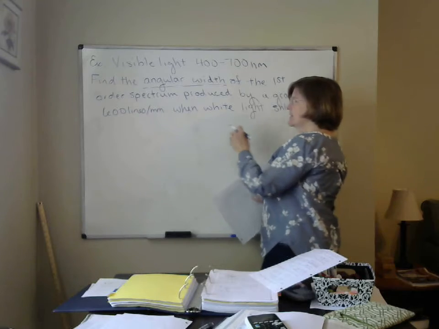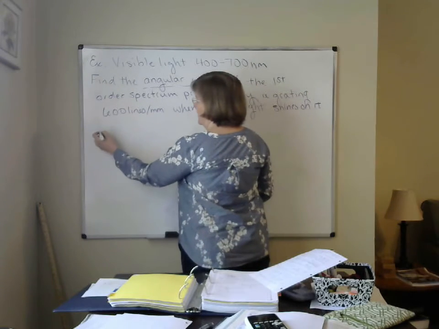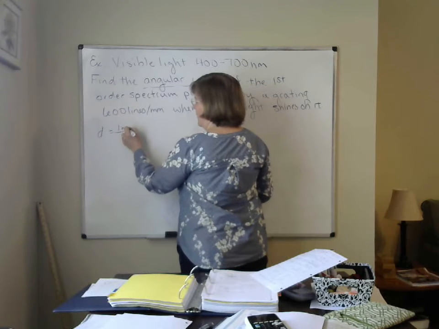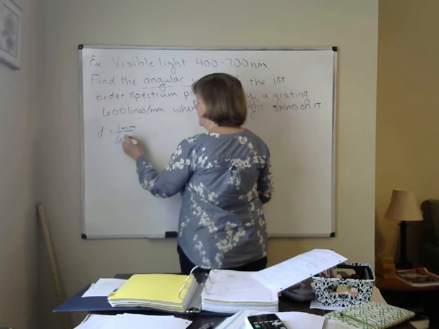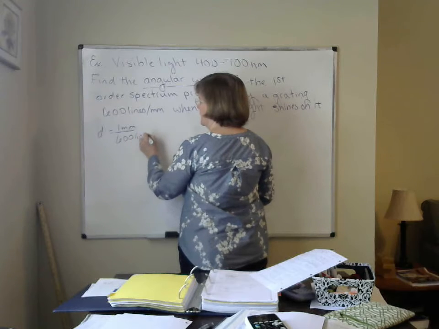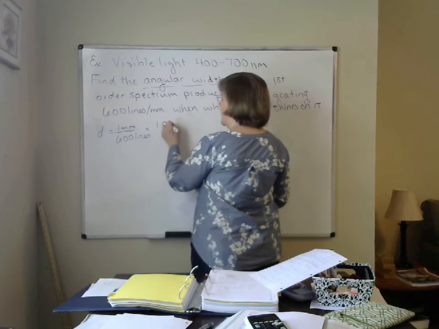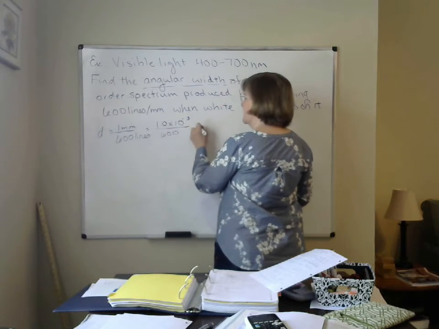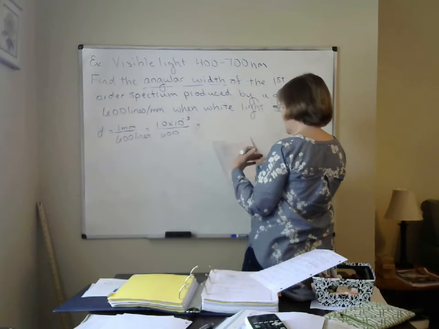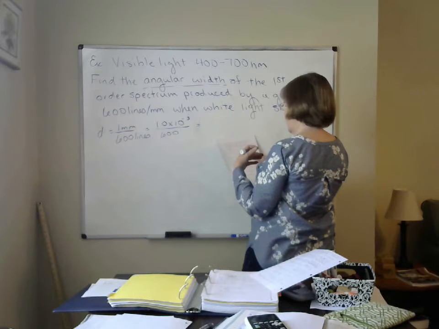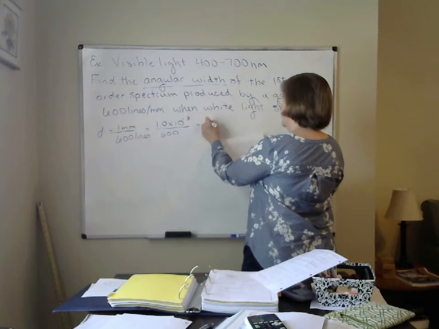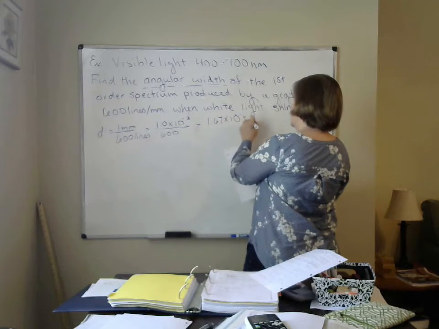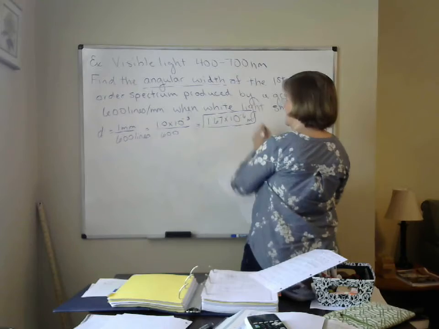We need d. So d is going to be 1 millimeter for every 600 lines, or 1.0 times 10 to the negative 3 divided by 600. That's going to tell us the spacing between the lines. So d comes out to be about 1.67 times 10 to the negative 6 meters. So there's our line spacing. There's d.